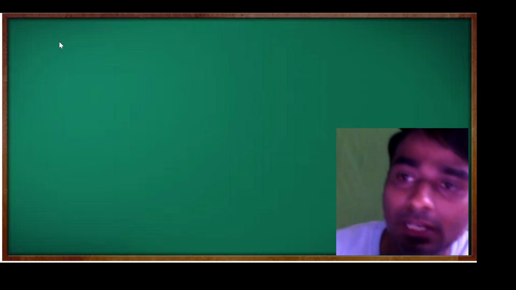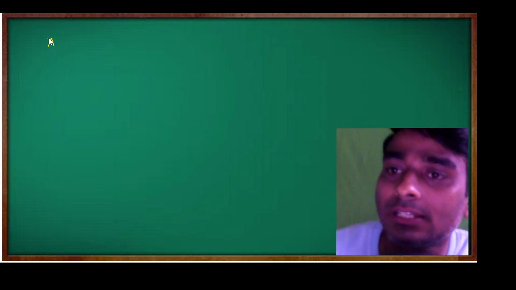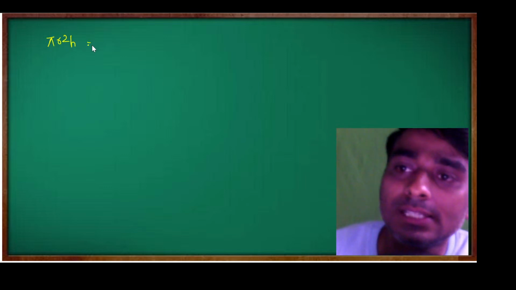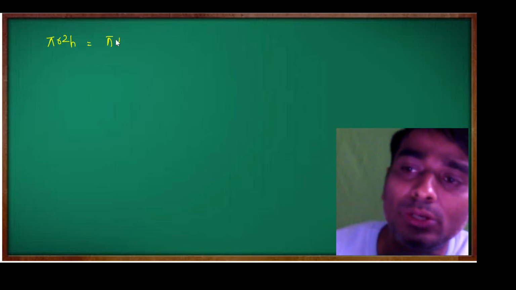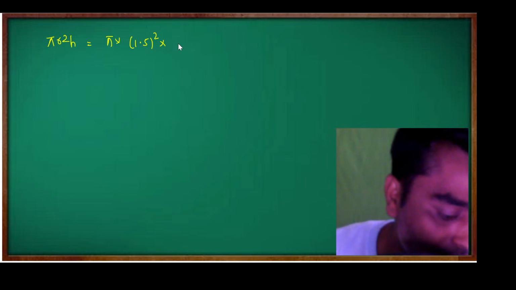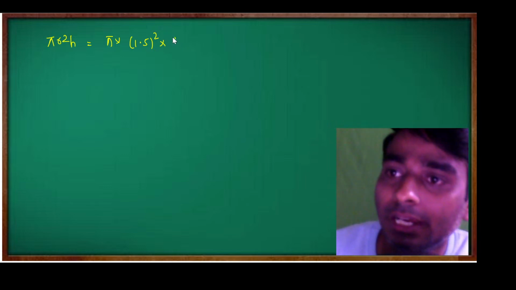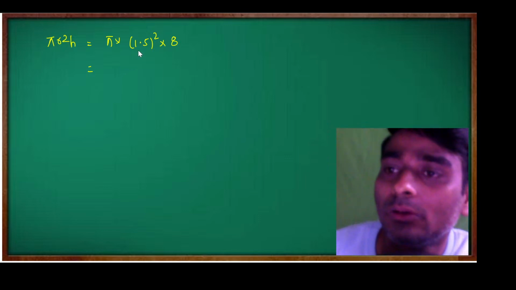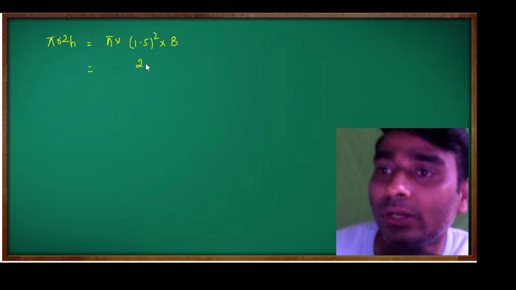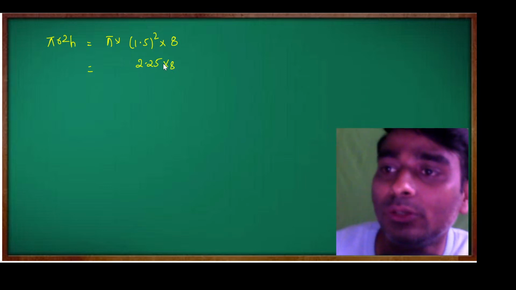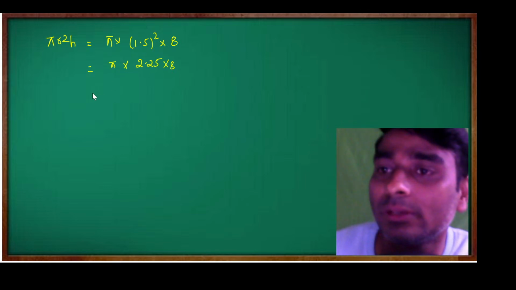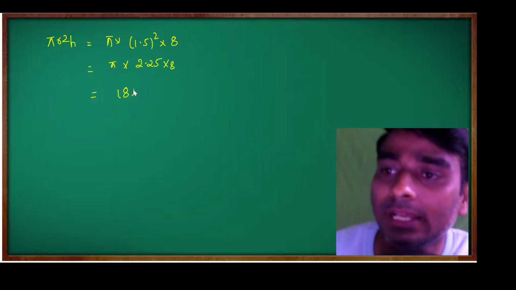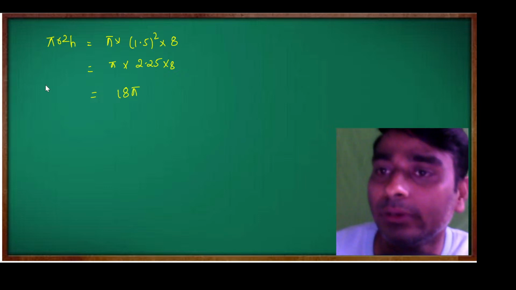See, volume of cylinder, what will you get? Pi r square h. Pi into 1.5 square into h. H is how much? 8. So you will get it as what? 1.5 square, 2.25 into 8 into pi. Simple. You can do it separately also. 18 pi you will get. 18 pi. This is volume of cylinder.